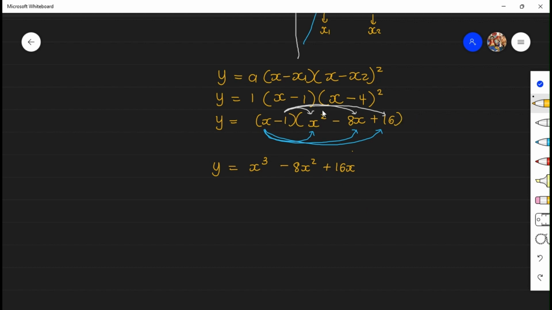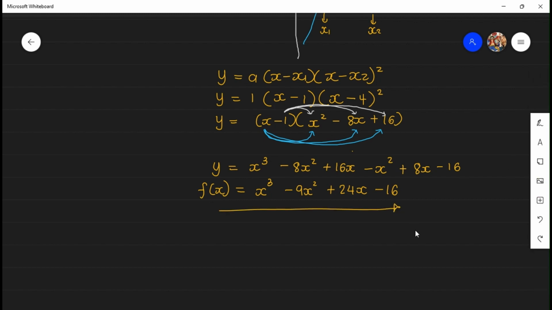Next, we can multiply negative 1 into the second bracket. So that would then give us negative 1 times x squared, giving us negative x squared. Negative 1 times negative 8x gives us positive 8x. And negative 1 times positive 16 gives us negative 16. From here, we can add up our like terms. So we have f of x is equal to x cubed minus 9x squared, because negative 8x squared and negative 1x squared gives us negative 9x squared. Then we have positive 16x and positive 8x, giving us positive 24x. And lastly, our constant, which is negative 16. And that is our equation of f.